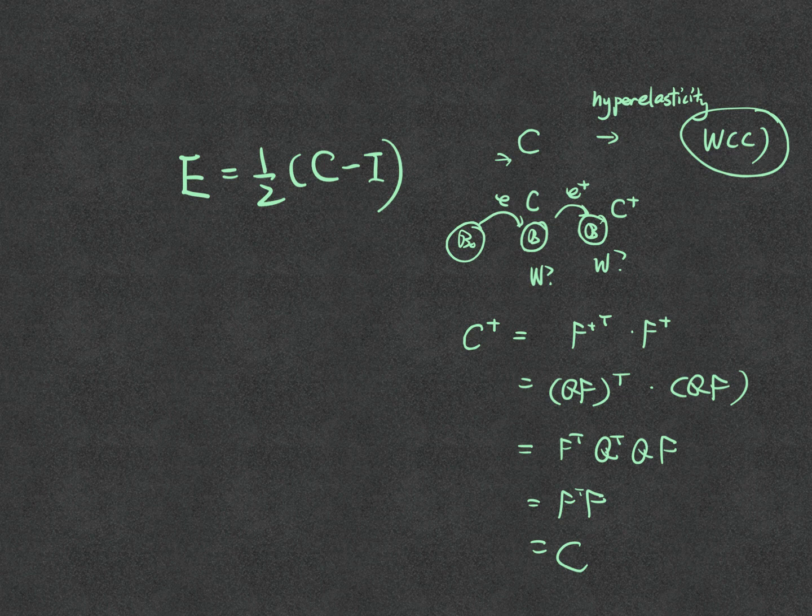Can you guess why? When F is identity, E is 0. Yes, exactly. This is just a renormalizing technique. If F is identity, there's no deformation, right? So if F is identity, then it implies C is identity.